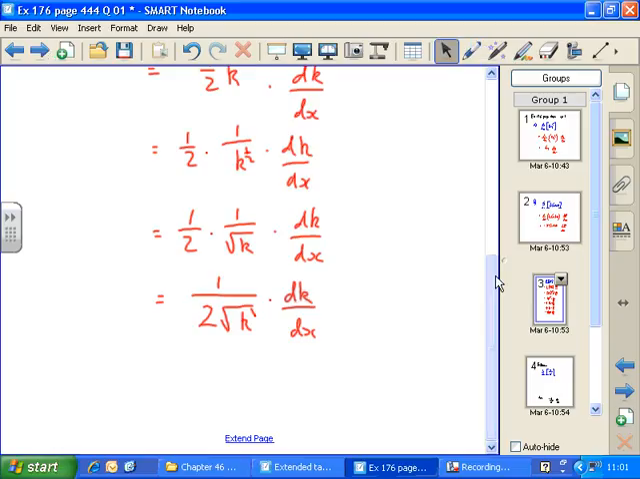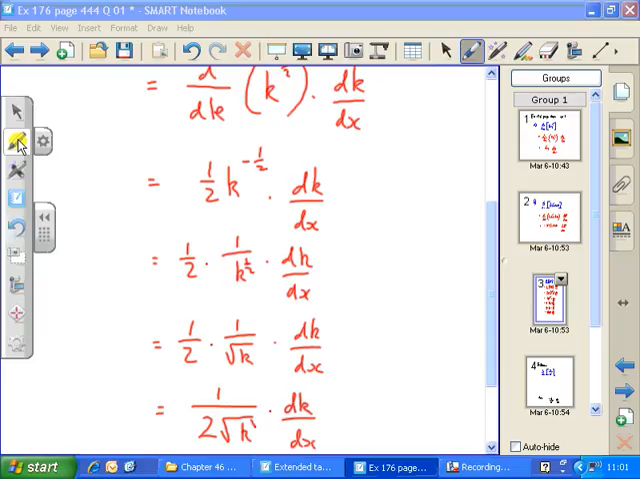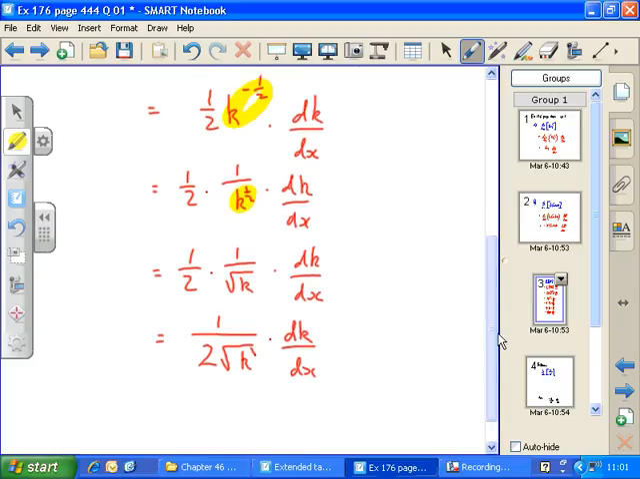I've deliberately separated out this part of the function here into 1 over k to the half, so you can see that this is the inverse bit, and then you've got the half and the times 1 over root k. But of course, there's nothing to stop you just jumping straight from this term here, if you understand what's going on, to this term here. I'm just showing the steps.